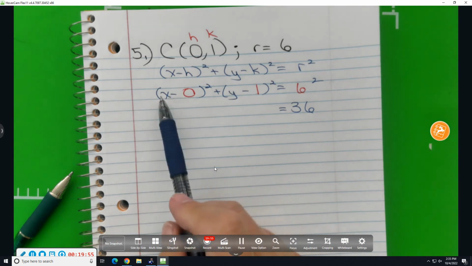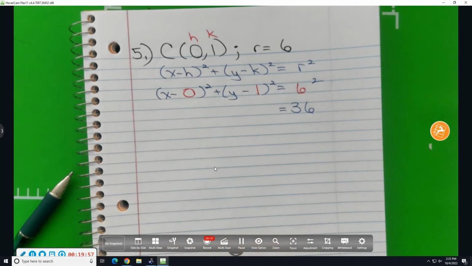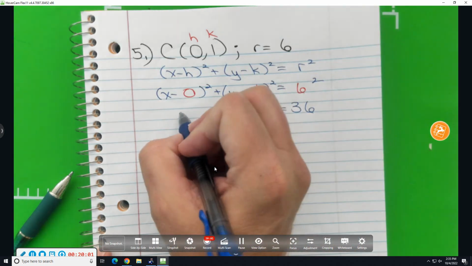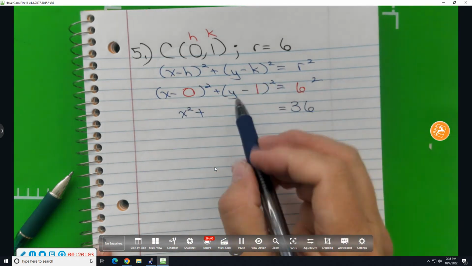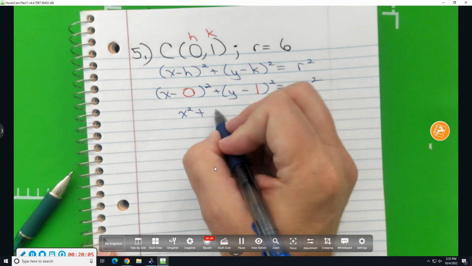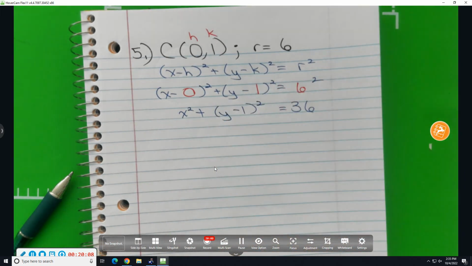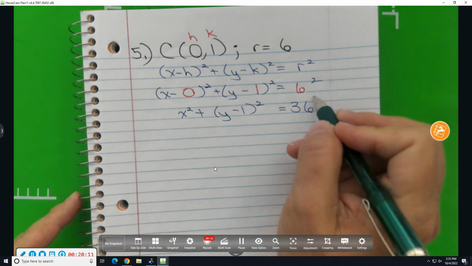X minus 0, we can simplify that. Okay, x minus 0 is just x, so we have x squared plus the y minus 1, which I'll leave as y minus 1 squared. Any questions there?